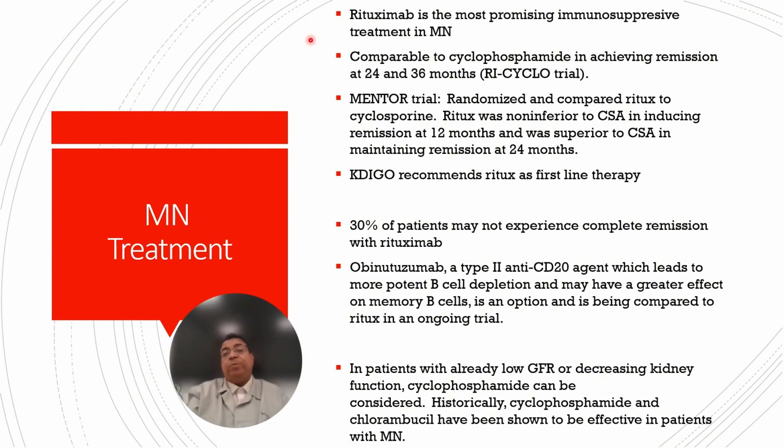Rituximab is the most promising immunosuppressive treatment in membranous nephropathy. KDIGO recommends rituximab as first-line therapy. It is comparable to cyclophosphamide in achieving remission at 24 and 36 months.